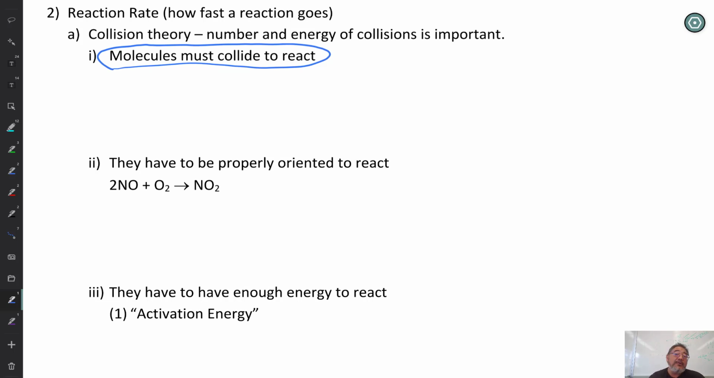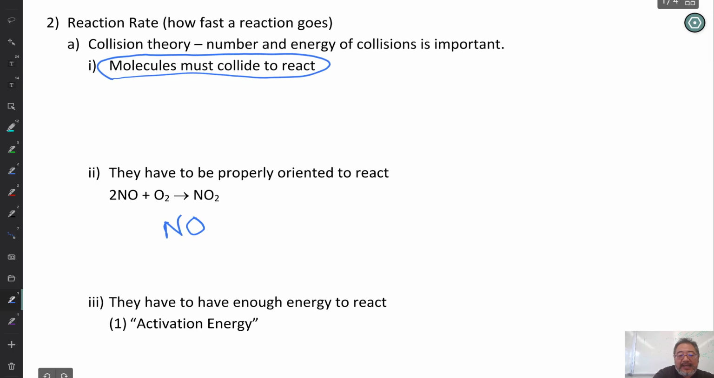Now here's the other thing. In order for new bonds to form, the molecules have to collide in such a way that the atoms can make the bonds that are in the product of the reaction. So for example, I have one of two NOs, right? I have NO, like this. And we think about Lewis structure, right? NO will have something like this. And that's not the complete Lewis structure. This is kind of a complicated one to draw because there's an odd number of electrons in it.